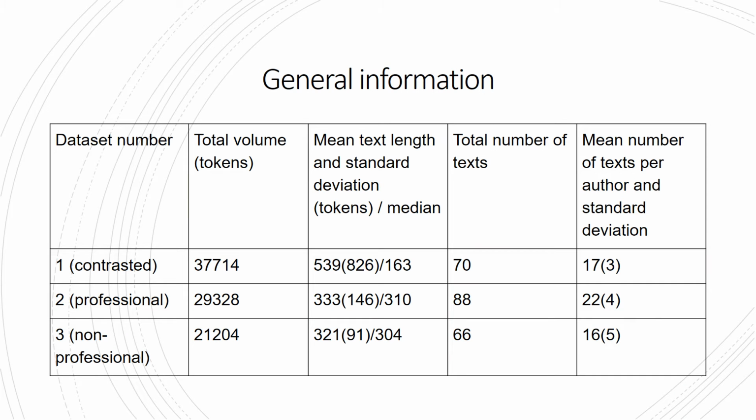So here is general information on the texts. You can see the number of the dataset on all four sets: contrasted, professional, and non-professional. The total volume in tokens, the average length and standard deviations in tokens and the median, the total number of texts, the average number of texts per author, and standard deviation.